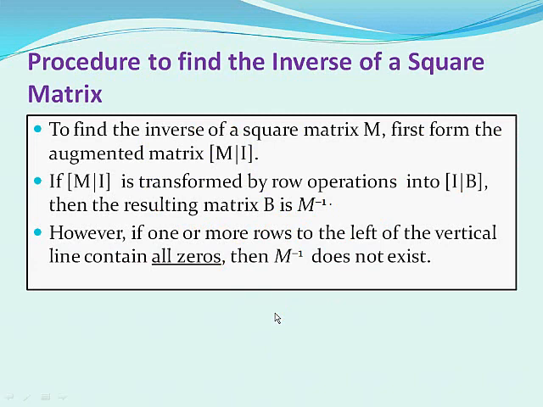Here is a procedure to find the inverse of a square matrix. To find the inverse of a square matrix M, first form the augmented matrix M|I. Here this symbol is a vertical line that separates the two matrices, M and the identity matrix. If M|I is transformed by row operations into I|B, then the resulting matrix B will be the inverse of M, written as M inverse. However, if one or more rows to the left of the vertical line contain all zeros, then M inverse does not exist.